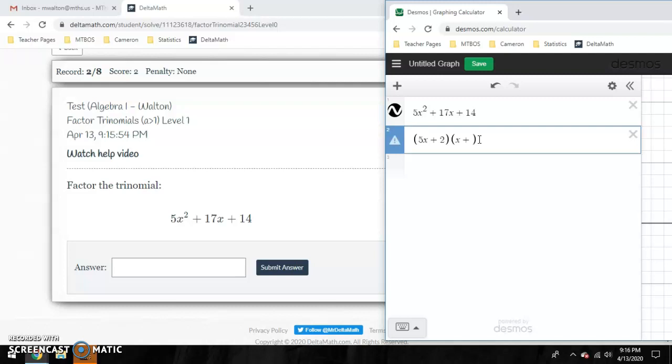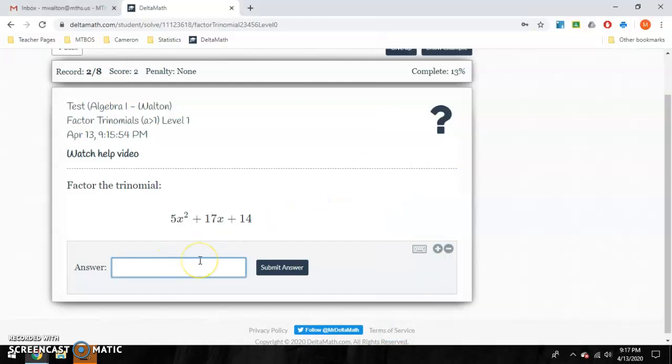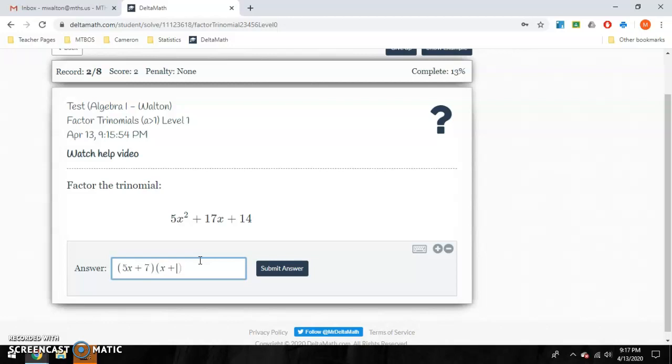All right, let's go with 2 and 7. Looking at that, if I were to multiply all this out, I have 5x squared plus 35x plus 2x plus 14. That's not going to work. However, we're down to our last option. Let's take a look at a 7 and a 2. And this is looking good. 5x squared plus 10x plus 7x plus 14. And if I combine these two, my 10x and my 7x, that combines to 17x. So my final factored form is 5x plus 7 times x plus 2.